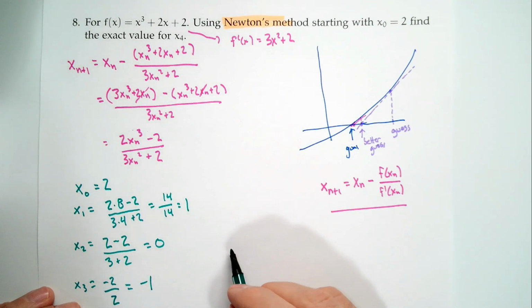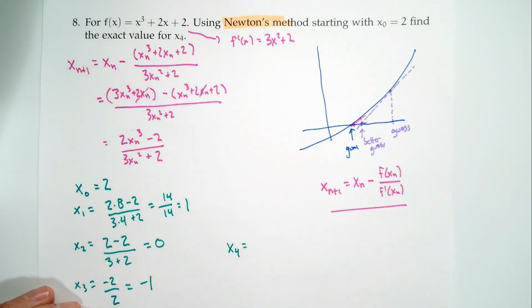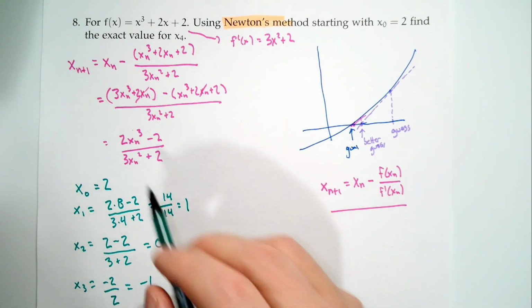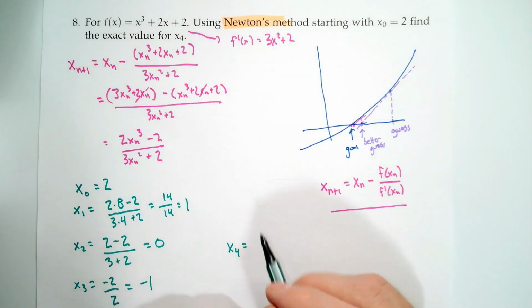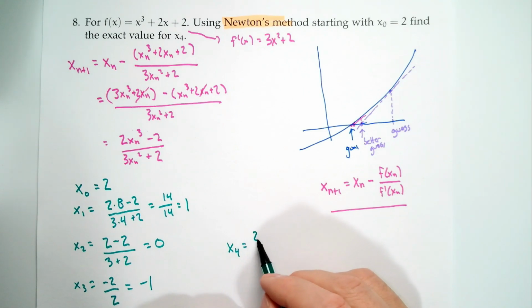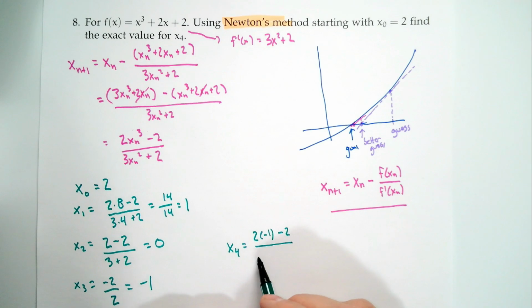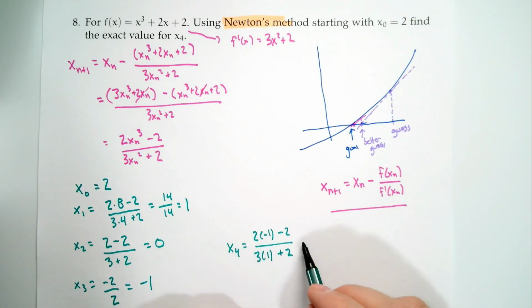All right, how about x4? By the way, this almost never happens. This just turned out to be a really happy coincidence. x4, well, 2 times minus 1 cubed, so that's 2 times minus 1, minus 2. Downstairs, 3 times minus 1 squared, that's 3 times 1, plus 2. So minus 2, that's minus 4.